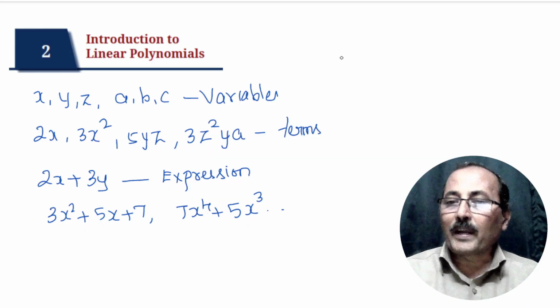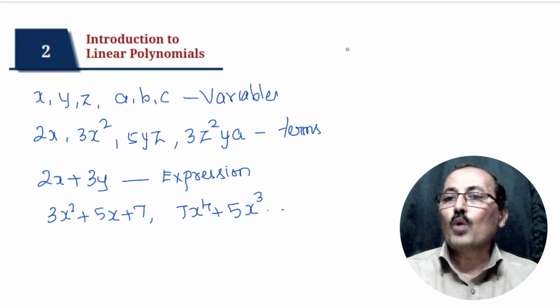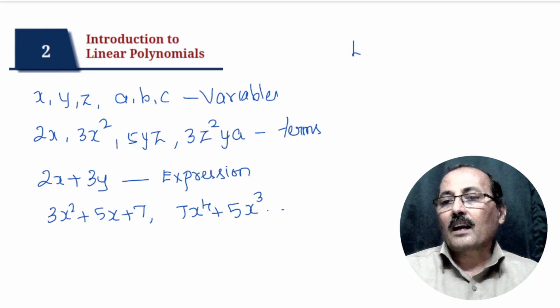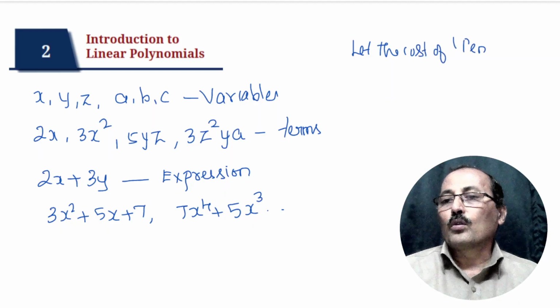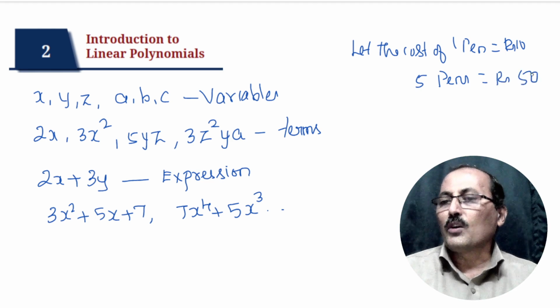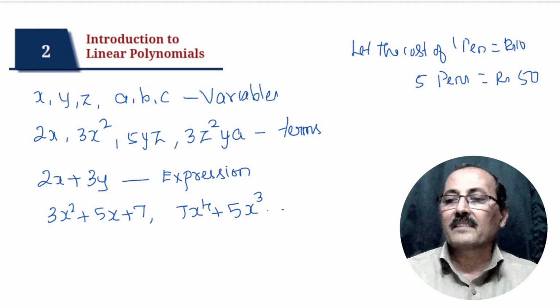Let me explain an algebraic expression through an example. Let the cost of one pen equal rupees 10. What is the cost of 5 pens? 5 pens will be rupees 50. That's automatically known.